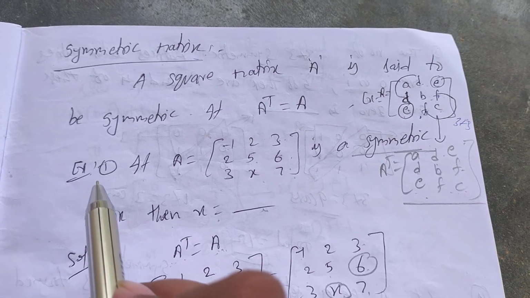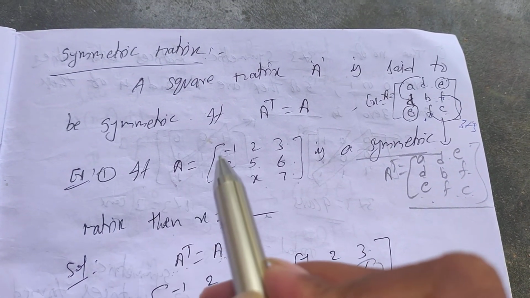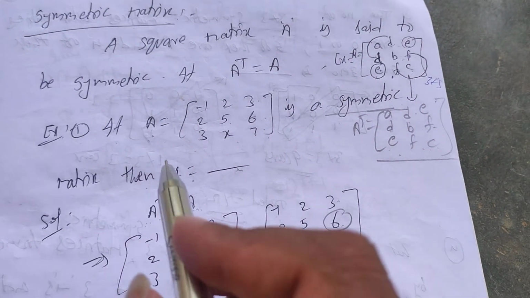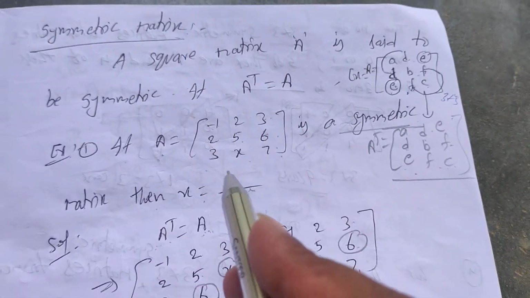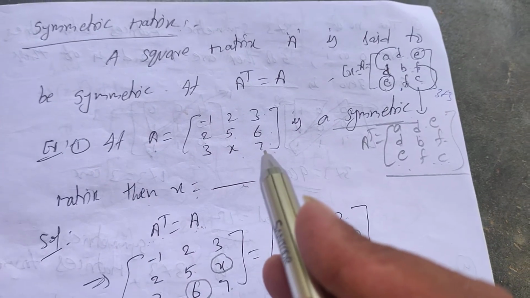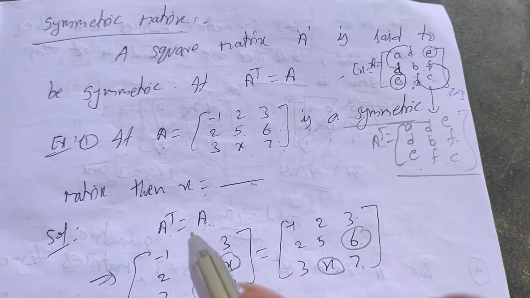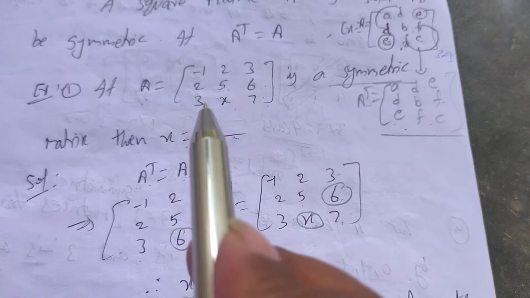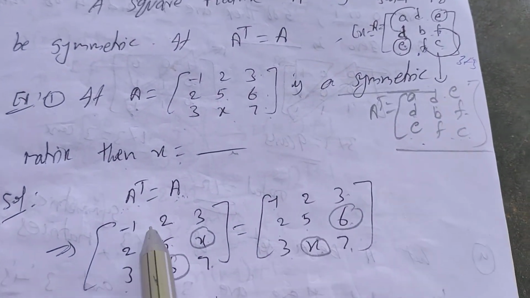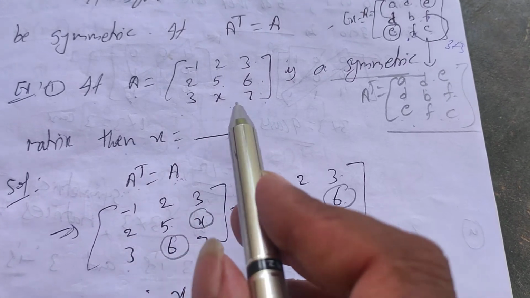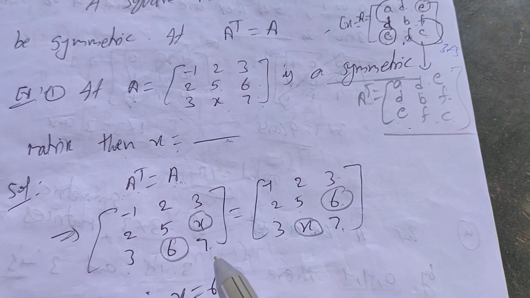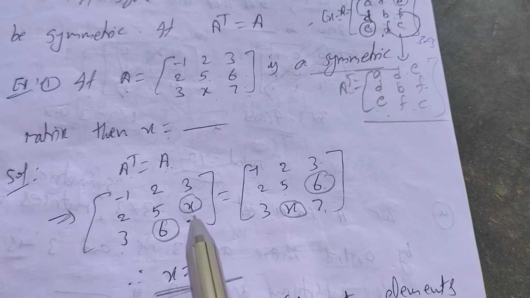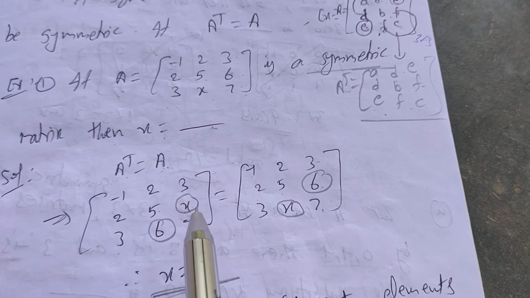Based on symmetric matrix, take one example. If A is equal to [-1 2 3; 2 5 6; 3 x 7] is a symmetric matrix, then x is equal to what? They have given that it is a symmetric matrix, so A transpose is equal to A. Transposition of this: -1 2 3 written as the first column, 2 5 6 as the second column, 3 x 7 as the third column, is equal to the same matrix -1 2 3, 2 5 6, 3 x 7. If these two matrices are equal, corresponding entries are equal.